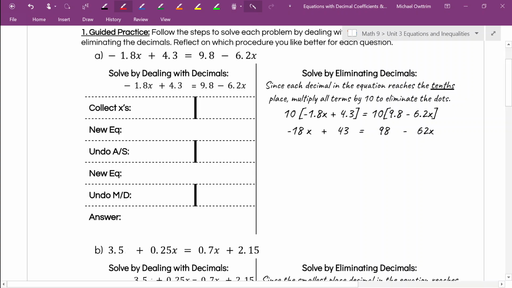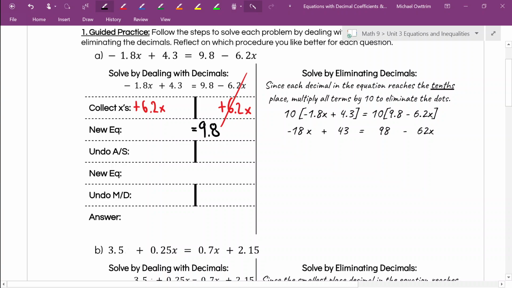That means I need to cancel out my minus 6.2x on the right side. And the opposite of minus 6.2x is plus 6.2x. So we'll do the same to the other side. We'll plus 6.2x. Now on the right side, our minus 6.2x and our plus 6.2x cancel out. We do still have our 9.8 constant.